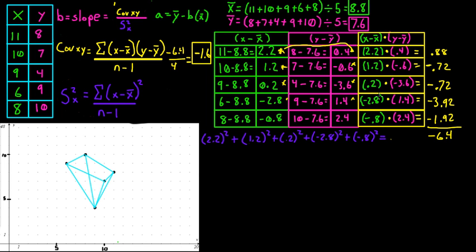Alright? Now that is going to give us 14.8. So we got the top part, 14.8 over n minus 1, which is 4. And that's going to give us 3.7.